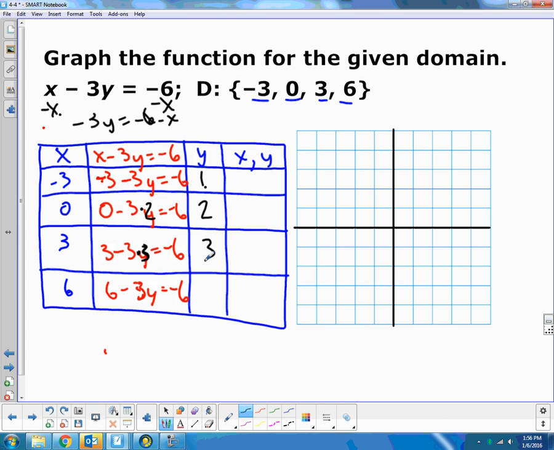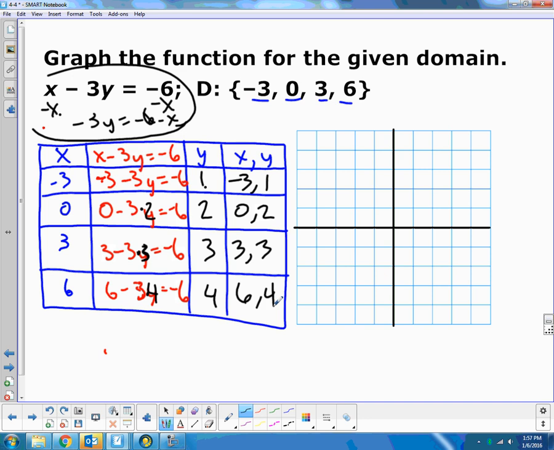And I bet the next one's 4. Let's test it. 3 times 4 is 12. 6 minus 12. Yep, 6 minus 12 is negative 6, so it's 4. So there are multiple ways to do these problems. You can either work it out and solve for y, like I started to do up here, and then fill it in, or you can do some working out in your head. So I've got then my ordered pairs, negative 3, 1, 0, 2, 3, 3, and 6, 4.